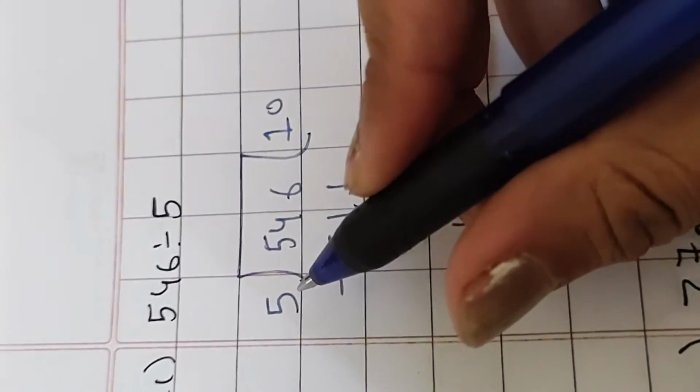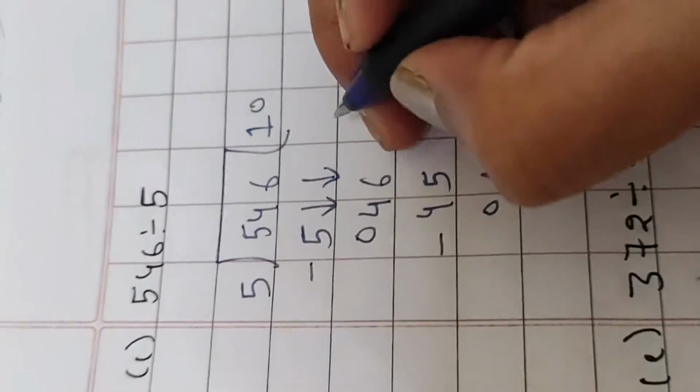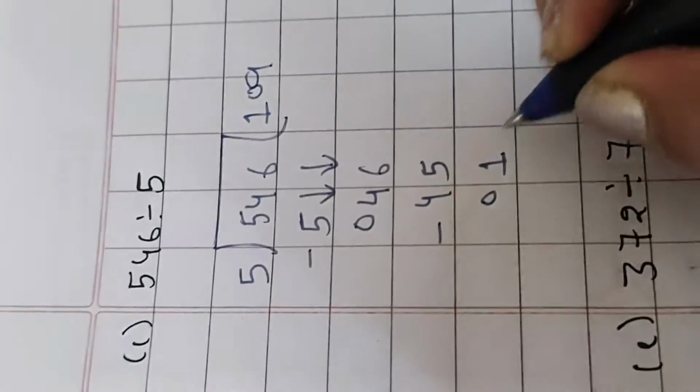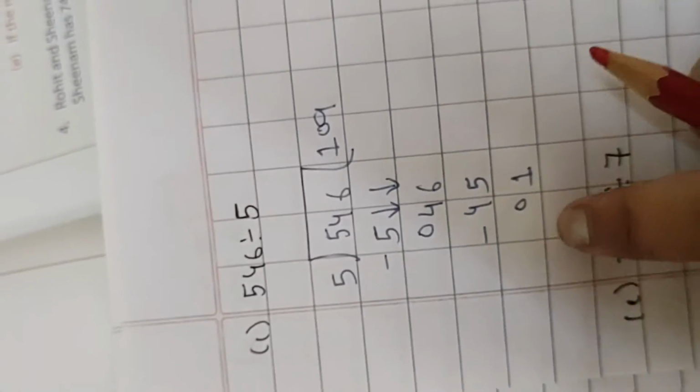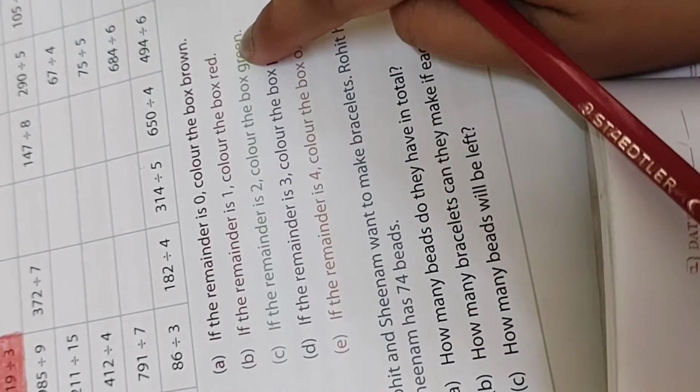46 doesn't come in the table of 5, so we will write 45. Again 45, so here you can see 45 comes in the table of 5 at 9, so we will say the remainder is 1. Again the remainder is 1, so we will use red color. But it doesn't mean that every time you will get remainder 1. If you get remainder 2, then you have to put the box in green color.